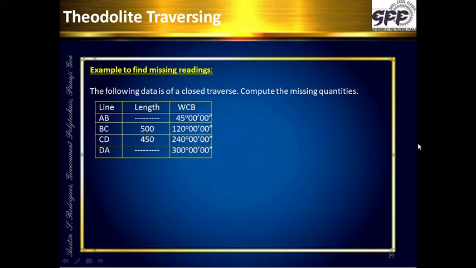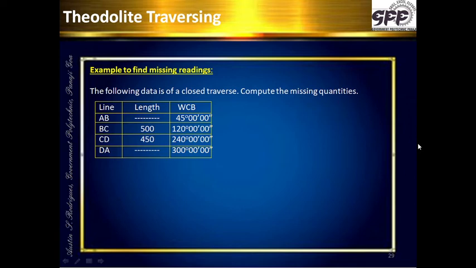Now if it is a closed traverse, we are supposed to find the length AB and the length DA. Please note one thing, in such type of problems there is no check to find if there was an error of closure in the traverse. That is a closing error. If there was, we cannot find it, because one or more than one quantities were missing. So we just assume that there is no closing error and we go ahead.